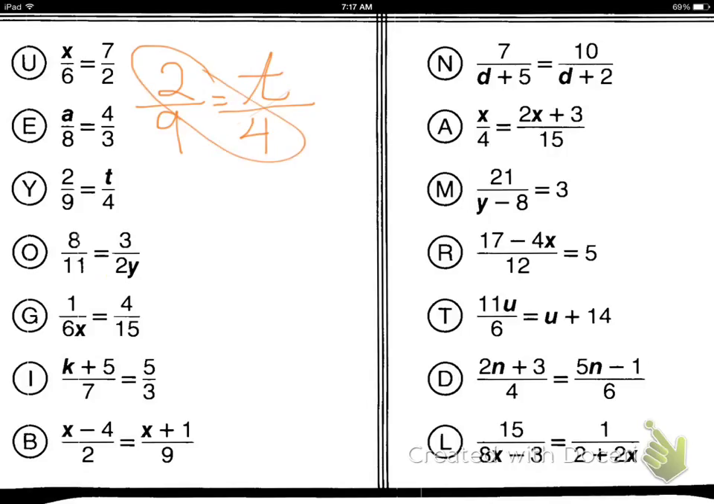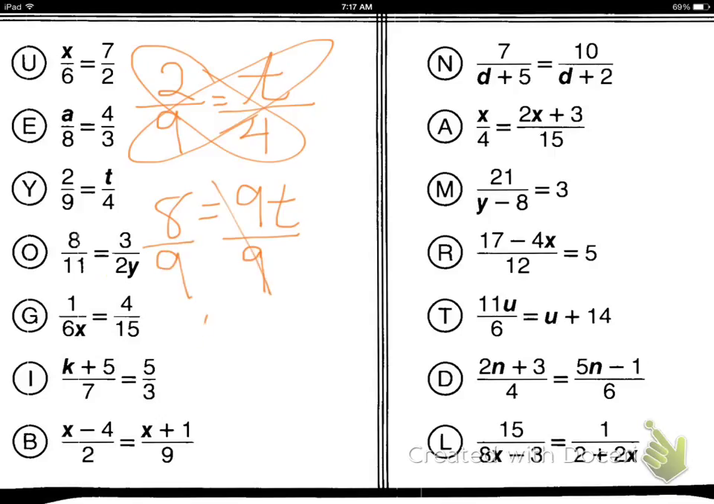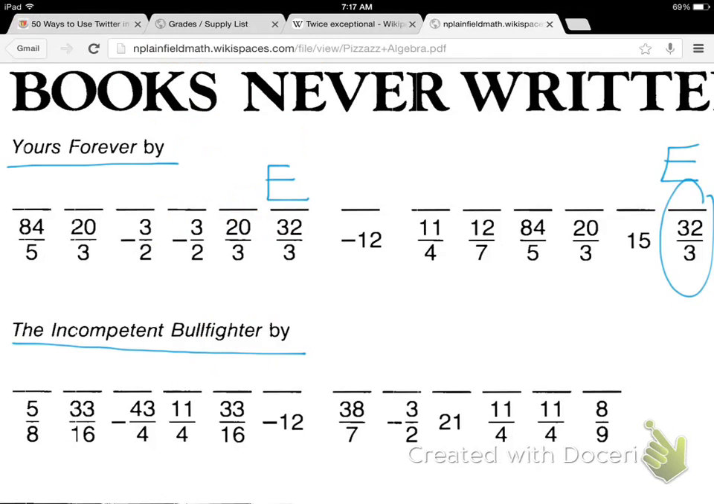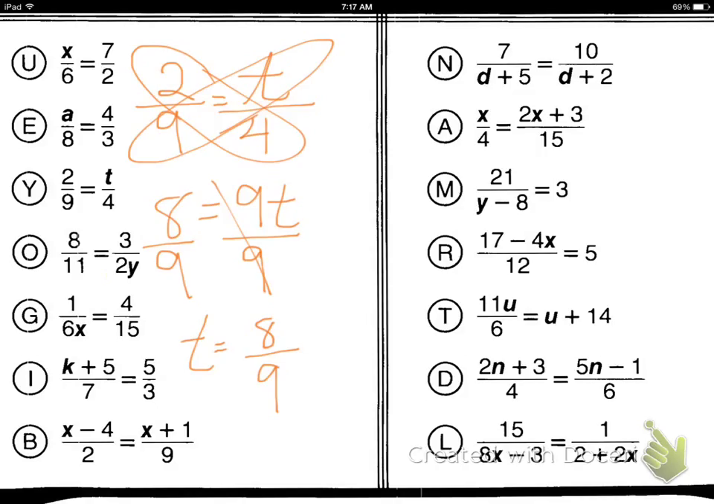Cross products, right? 2 times 4 is 8. 9 times t is 9t. Divide both sides by 9, and you'll get t by itself. And then I will switch t to the other side, because that's how I like to see it. 8 over 9. And then I'll come over here, and I'll look to see if I see 8 over 9. And usually that's good enough for me. I see 8 over 9. I don't need more. I don't need to do the riddle. I just want to see that my answer's there.